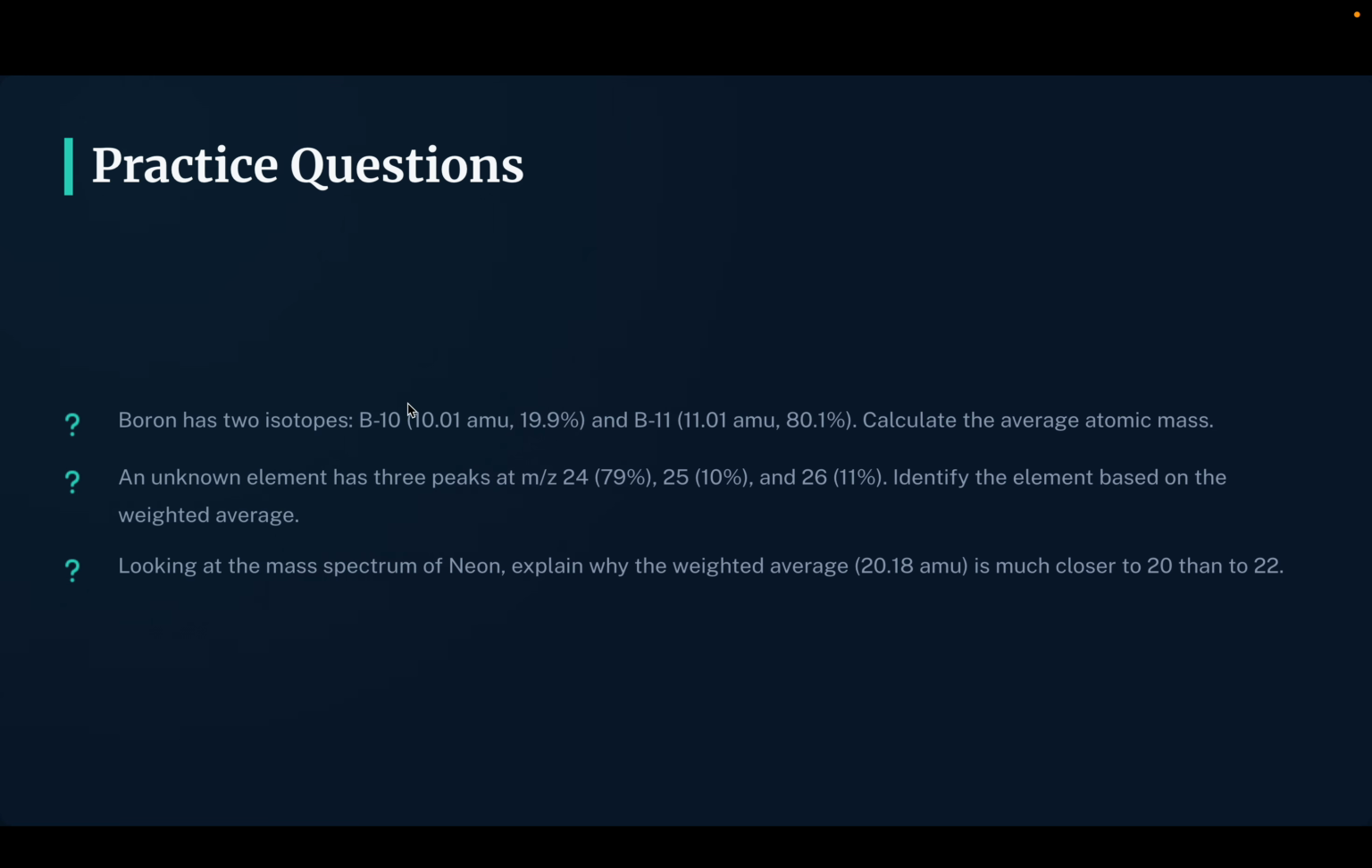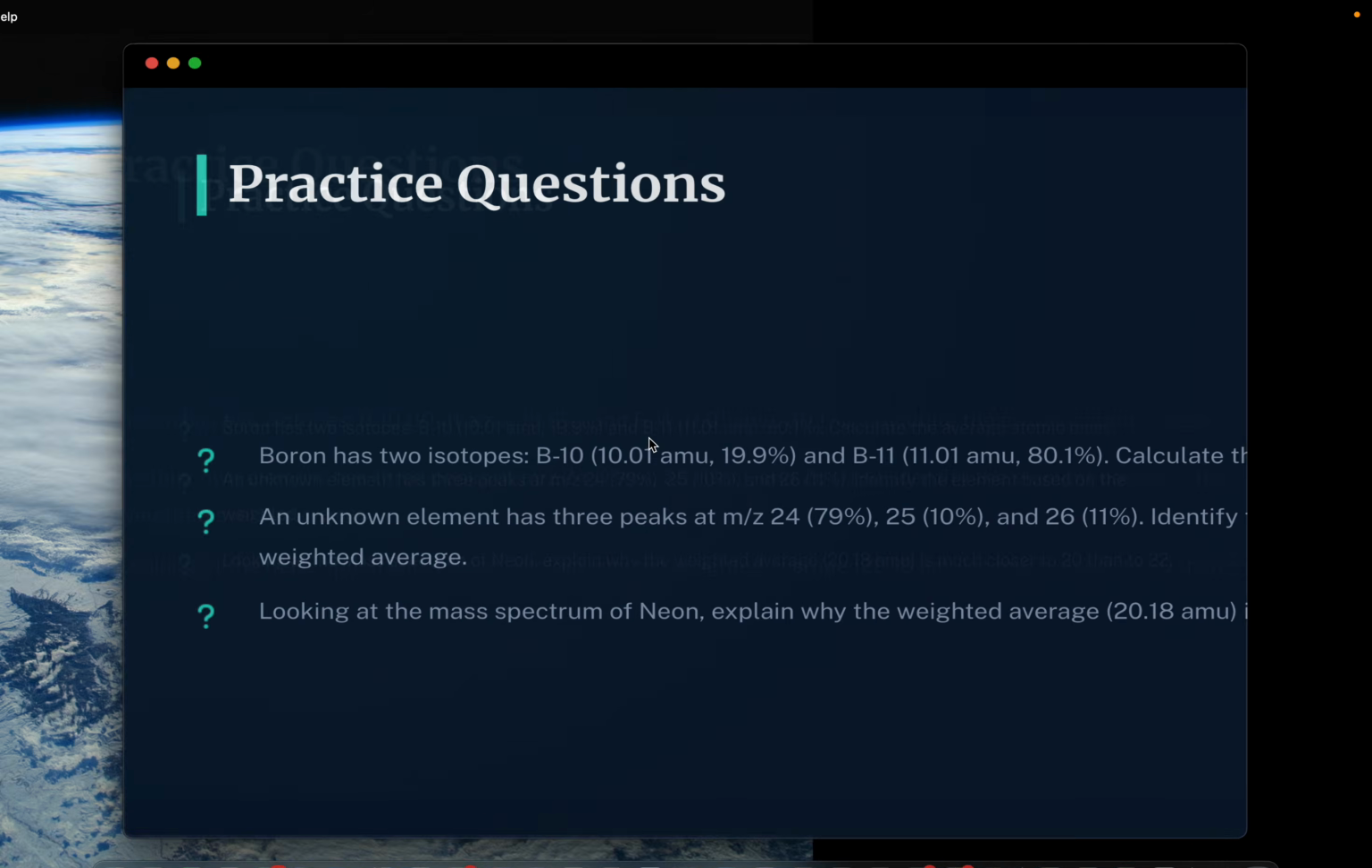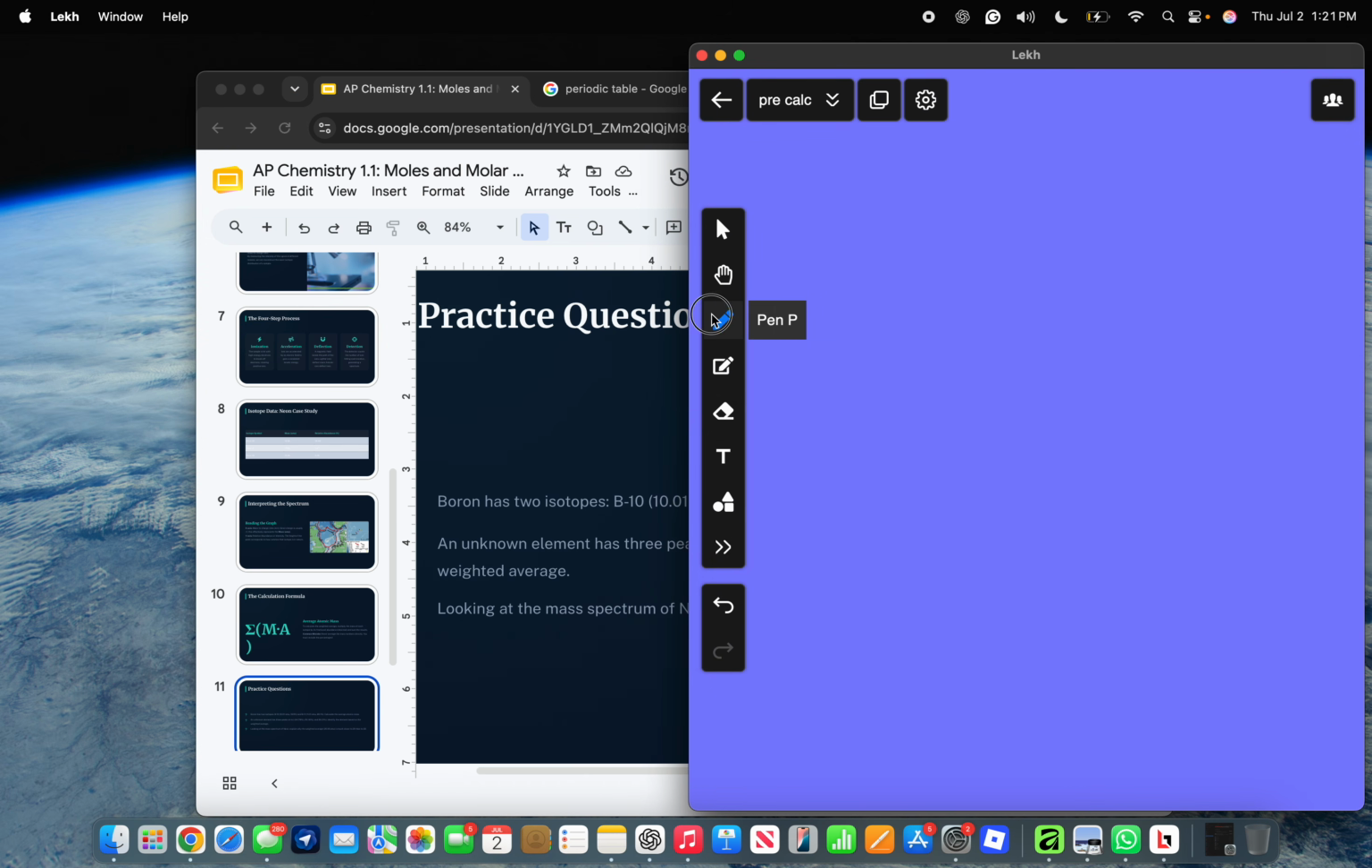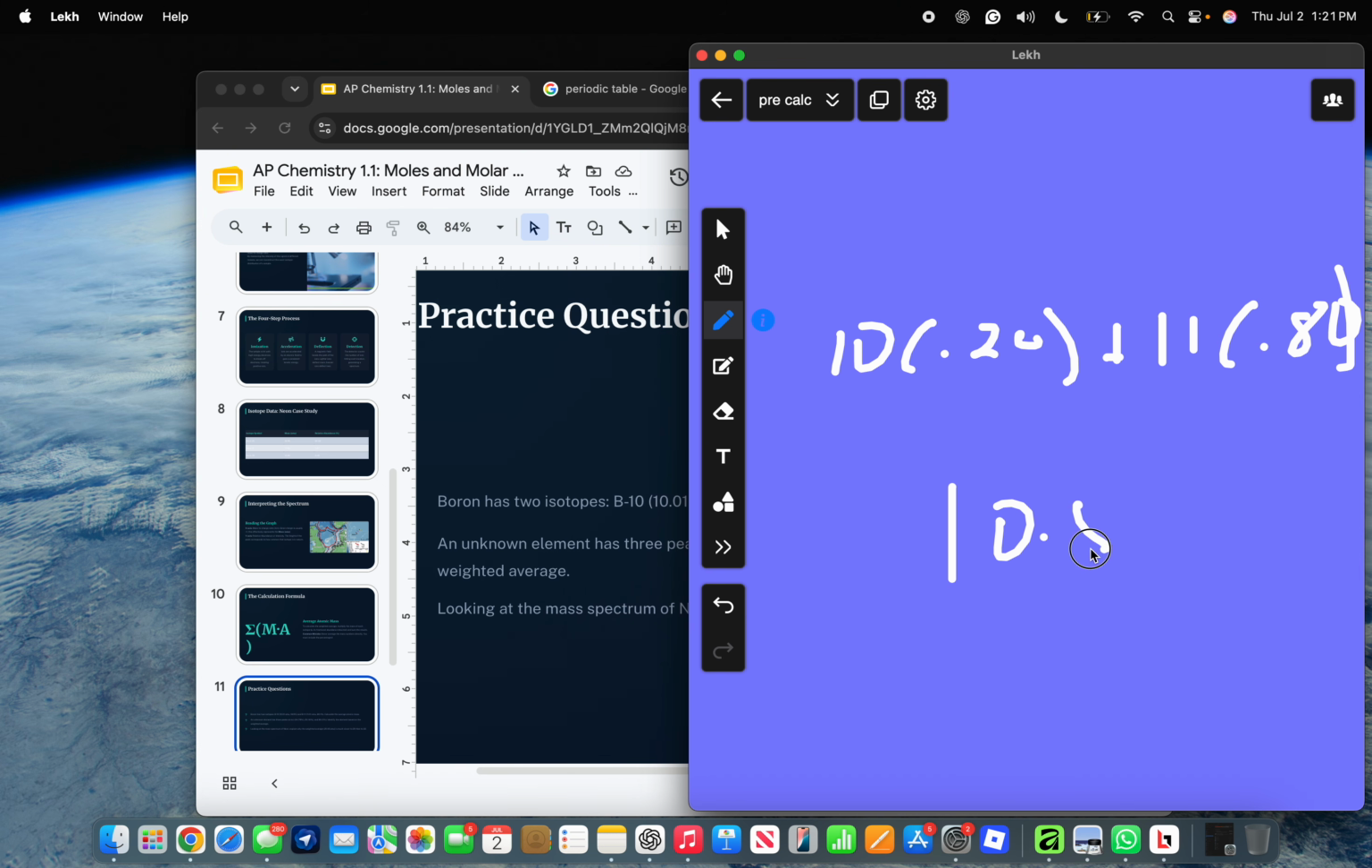We have some questions right here. Boron has 2 isotopes, B10 and B11. What is the average atomic mass? Cool. So let's start. B10 has a 20% abundance rate. That means B11 has 80%. So 10 times 0.20 plus 11 times 0.80. Now we're going to get the average mass. The math is really not hard here. The hard part is just knowing what you're doing. So 10.8 is your average boron mass.